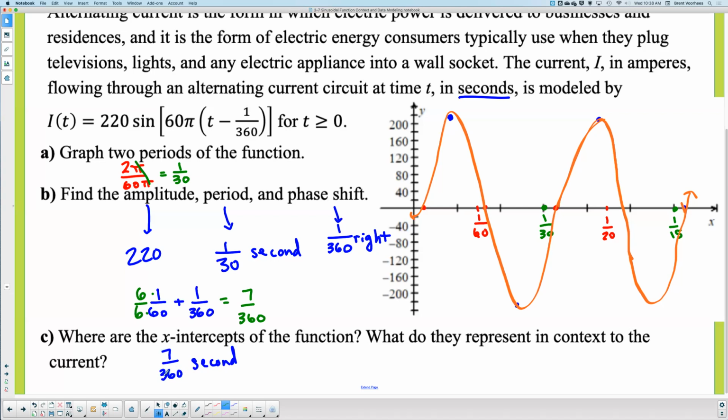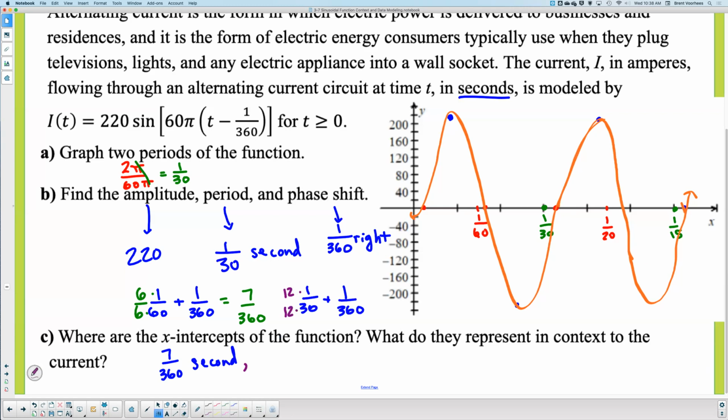7/360ths of a second would be the first x-intercept. The next one would be 1/30th plus 1/360. So 1/30th plus 1/360. What funny looking 1 am I going to multiply by this time? 12. Very good. You would multiply by 12.